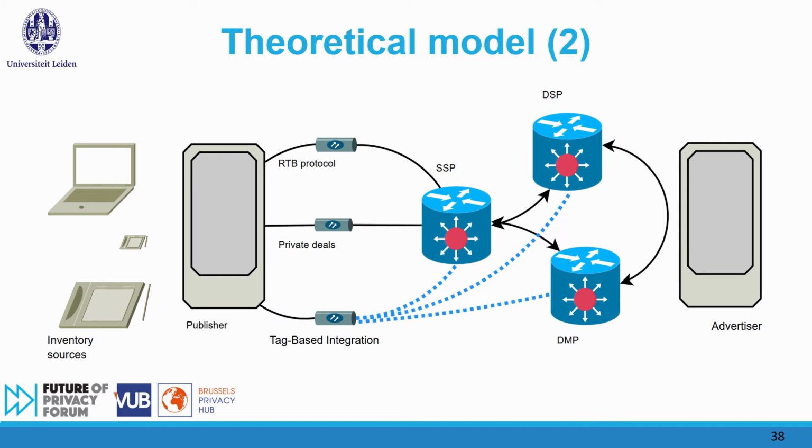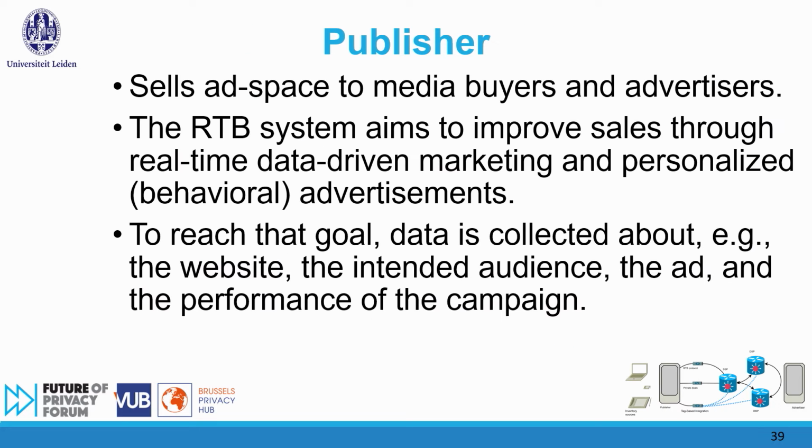Let's first start briefly by looking at the publisher, and note that the summary will be in the bottom right corner all the time, so it's very easy to track where we are in the story. The publisher wants to sell the ad space to media buyers and advertisers, and the real-time bidding system of course aims to provide sales through real-time data marketing and personalized behavioral advertisements. This is the aim, of course. We want to make money, and this is what Adam really set out before.